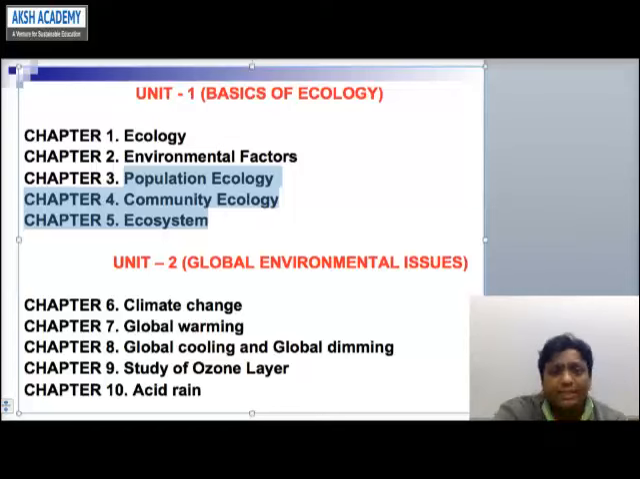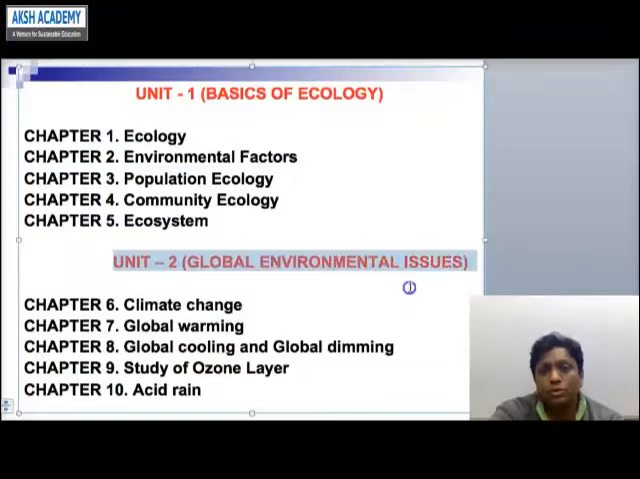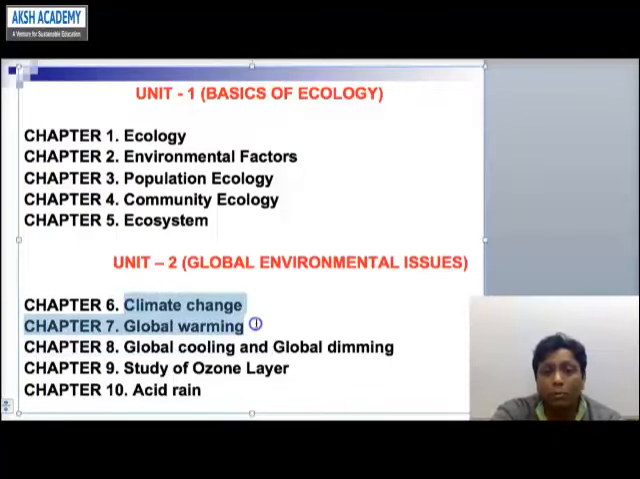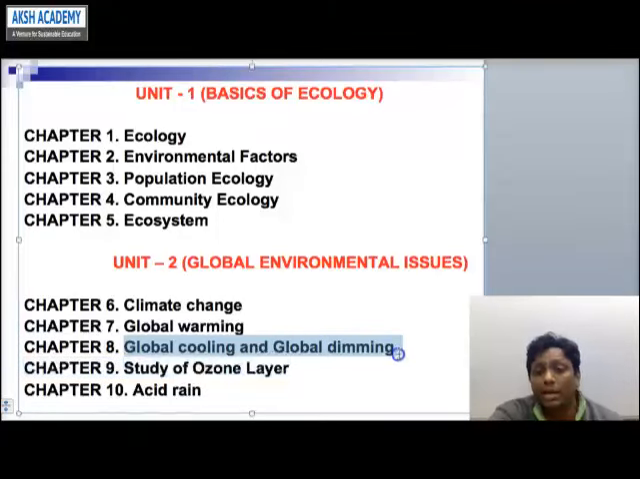Next unit, guys, is the global environmental issues. Various issues you can see right now, like various climatic change issues. Global warming is the main climatic issue. Every time you can find it in the newspaper. Global cooling and dimming is also a kind of different approach. And from time to time you can find various articles.